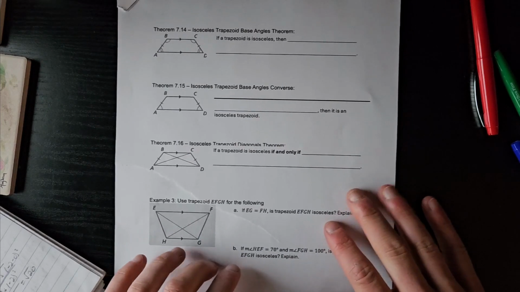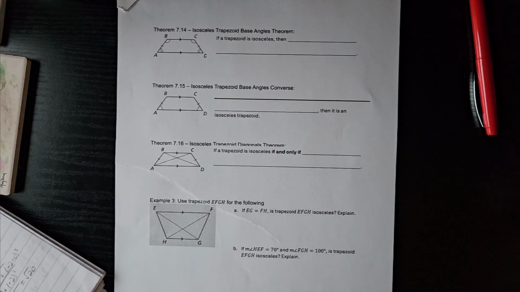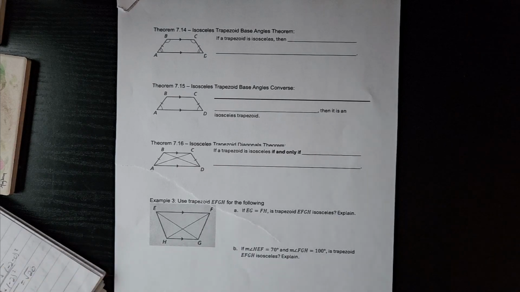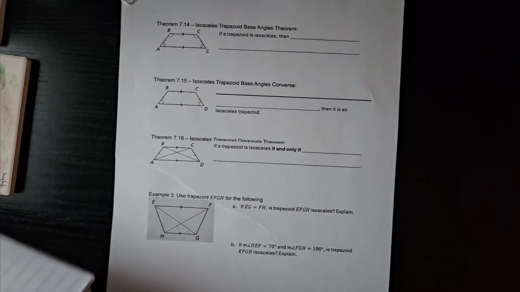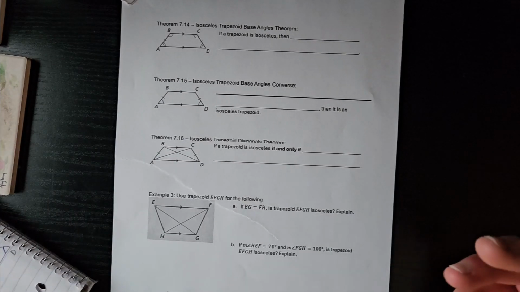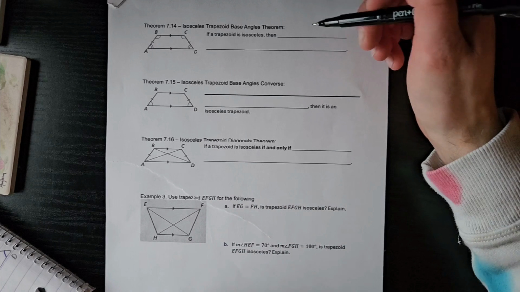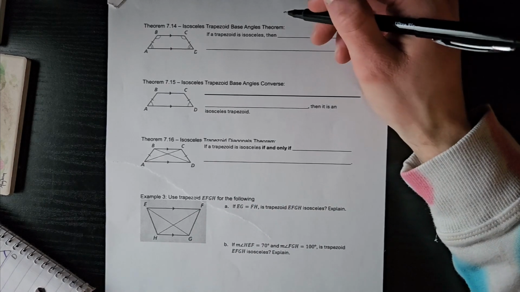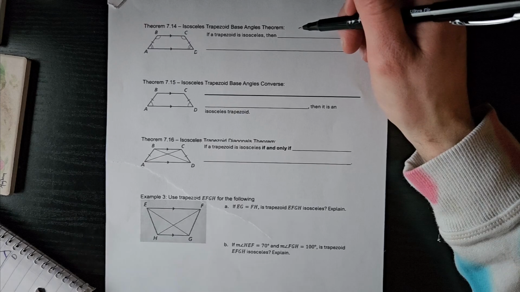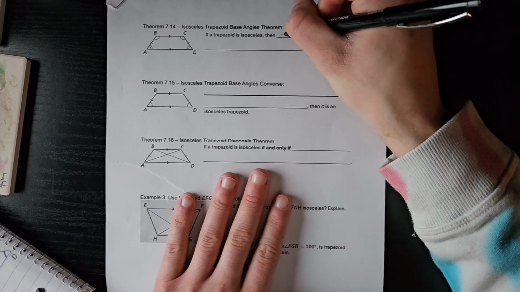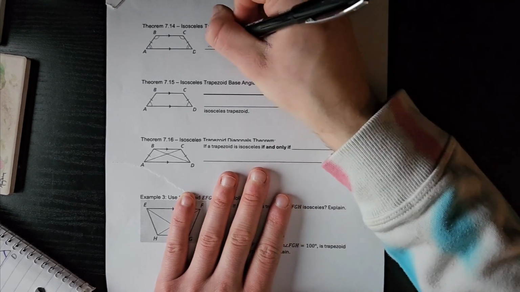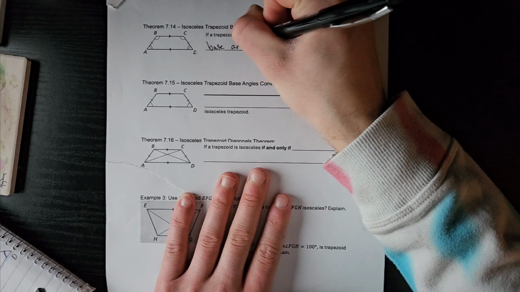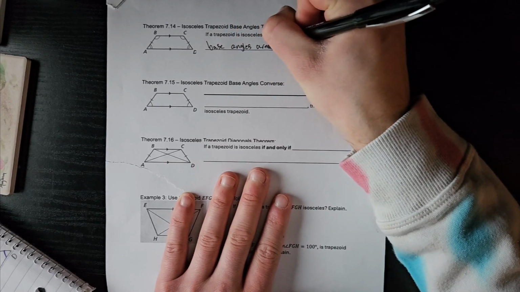So we got some theorems to go through. Now these theorems kind of look familiar because they're all based off of what we learned already with isosceles triangles, but now we're applying it to trapezoids. So theorem 7.4 deals with the base angles of the trapezoid. It states that if we have a trapezoid that is isosceles, then each pair of base angles are congruent.